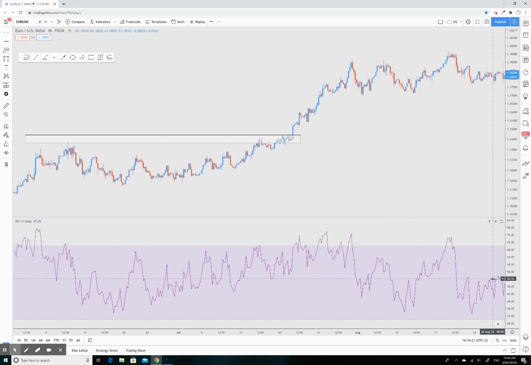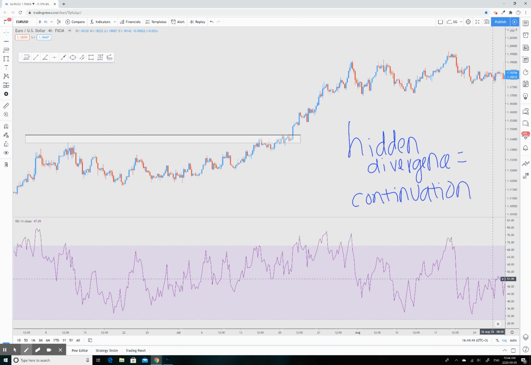Hidden divergence is really just, hold on, let me get there we go, my pen. So hidden divergence, we're looking at trend continuations. So that's what hidden divergence is telling us. It's telling us that price is going to continue in our current trend direction. And really, this is the best kind of divergence you can find, in my opinion, because you're not trying to counter a really strong trend. You're actually just going with that strong trend that you already have.